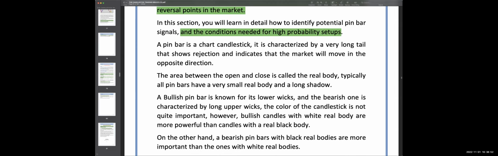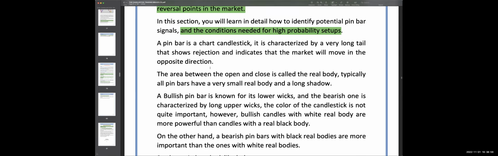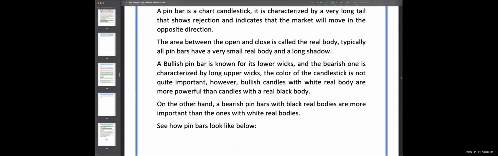A pin bar is a chart candlestick. It is characterized by a very long tail that shows a rejection and it indicates that the market will move in the opposite direction. The area between the open and close is called the real body. Typically, all pin bars have a very small real body and a long shadow. A bullish pin bar is known for its lower wicks, and the bearish one is characterized by longer upper wicks.